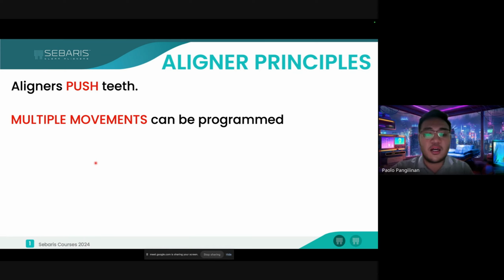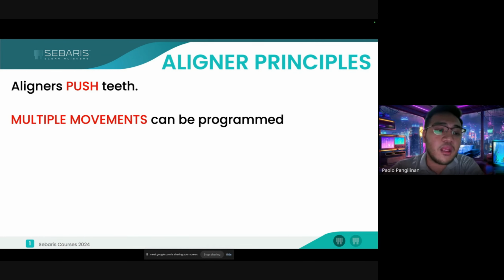Multiple movements can be programmed. For fixed appliances, you have to start with your round wire for crown movements, and then wait for your rectangular wires to start your root movements. For clear aligners, you can do all those things at the same time. You can move the crown and move the root, even on the same stage. That's the beauty of it. You're not dependent on the dimension of your appliances. You can actually program them one by one.